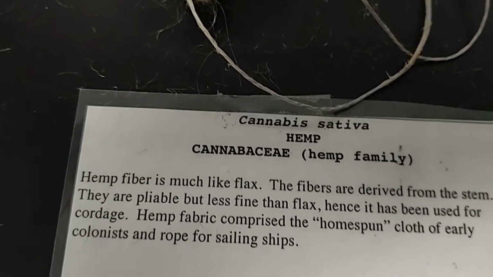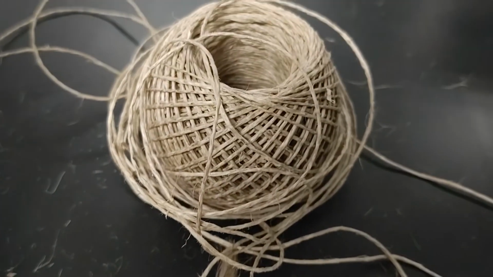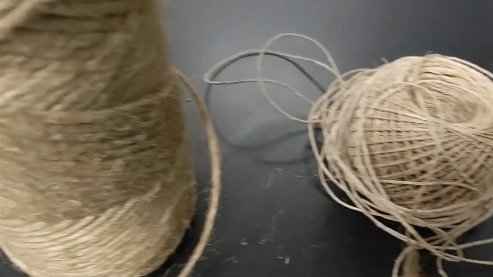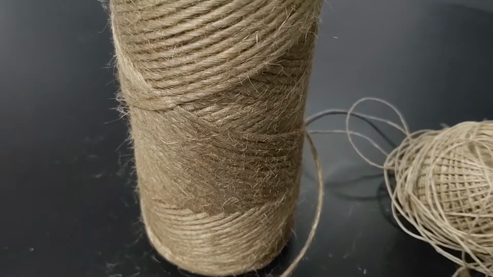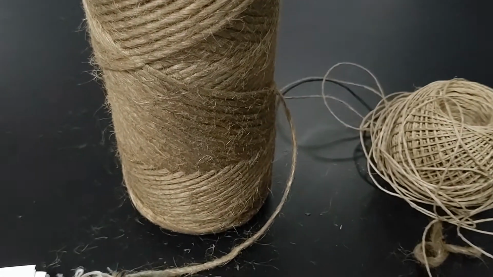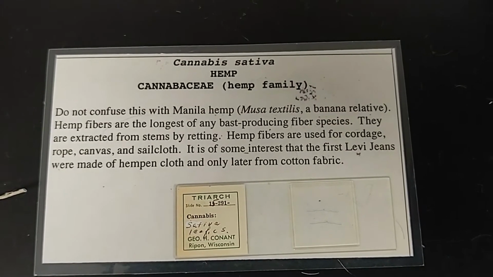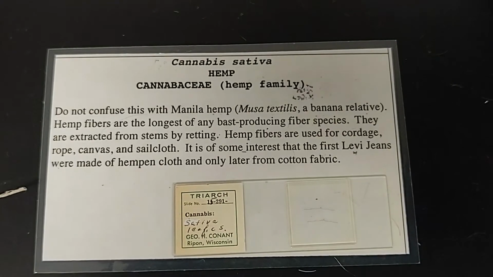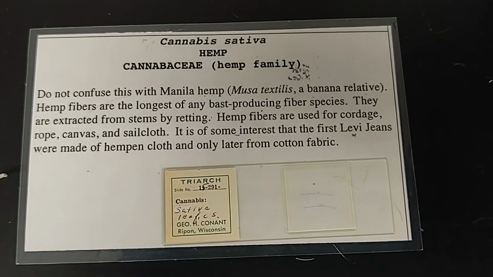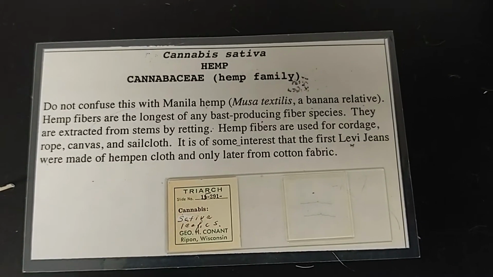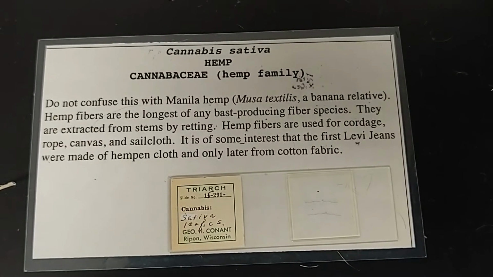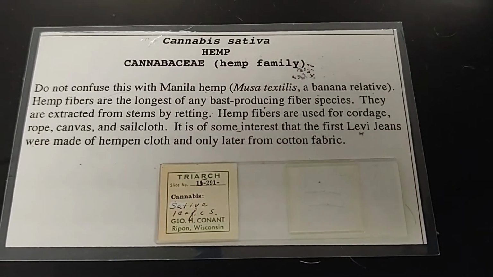It's pliable but less fine than flax. As you can see, flax looks more like hair. This is kind of a rough hair. It's important not to confuse manila hemp with this hemp, Cannabis sativa, completely different. These are fibers that are also extracted by retting, and they're used for many different things, as you can see.